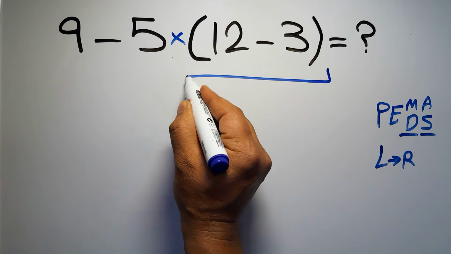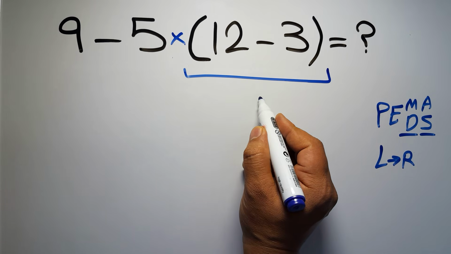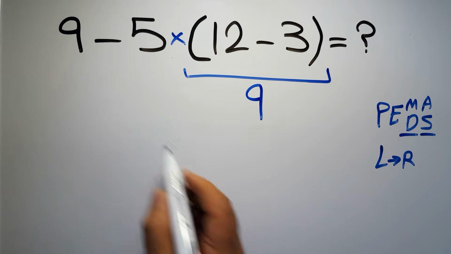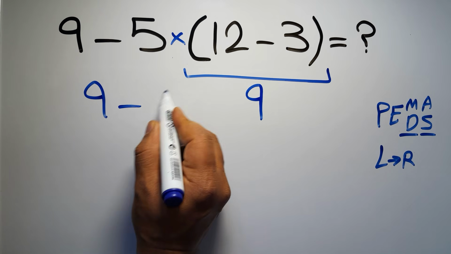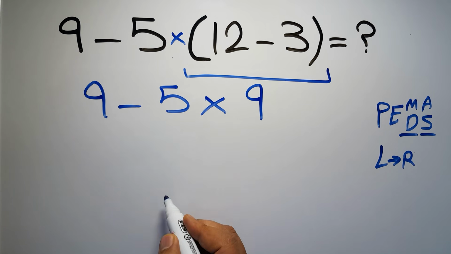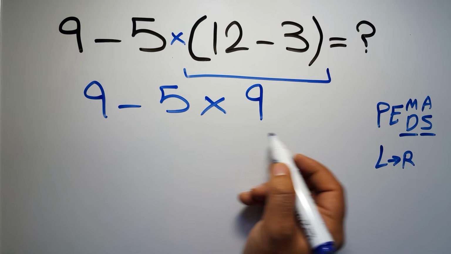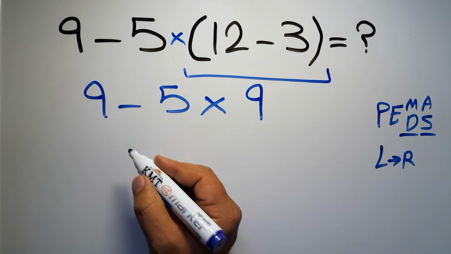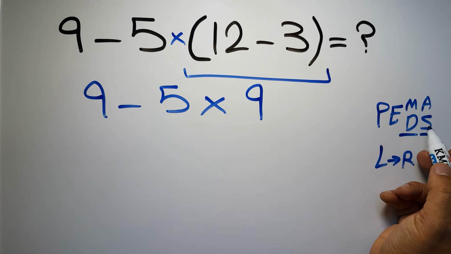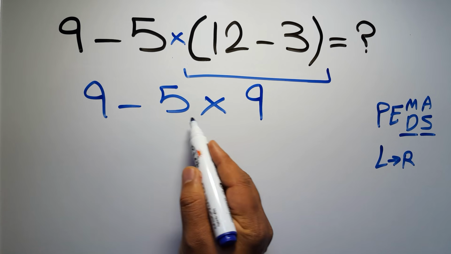Inside this parentheses we have 12 minus 3, which gives us 9. So 9 minus 5, then times 9. Now we have one subtraction and one multiplication. According to the PEMDAS, multiplication has higher priority than subtraction because multiplication comes before subtraction. So here first we have to do this multiplication.